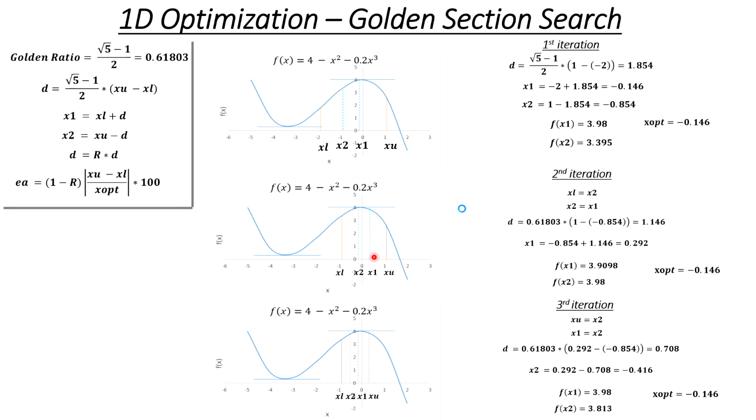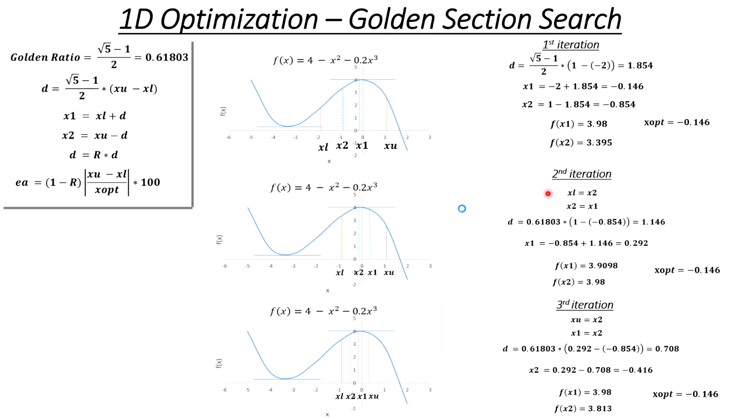So now we're going to be choosing the section in which the optimum is, and here the optimum estimate is x2, which means the section is between x1 and the lower limit, and which means x1 becomes the upper limit, as you can see here. So now the upper limit is 0.292 and the lower limit is -0.854. And much like what we did here, what's closest to the upper limit is x1, which means what was formerly x2 is going to become x1.